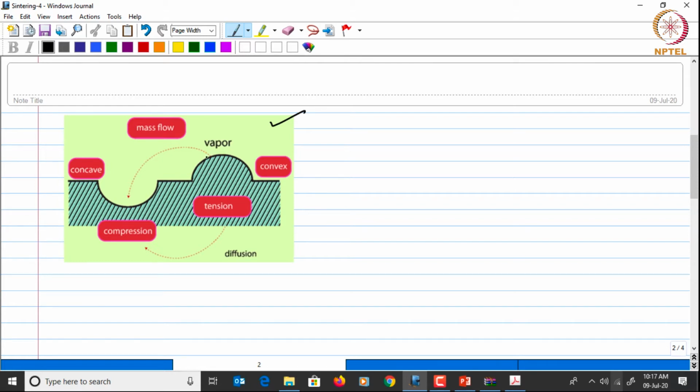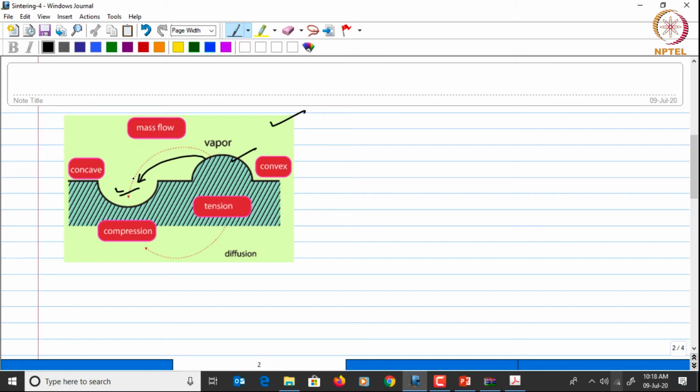So you can expect the mass flow to occur from the convex region to the concave region, so that the convex portion will become flat and the concave portion will be filled with more mass, and that will also tend to become flat. This kind of mass flow can also be shown in terms of the vacancy flow. We have seen before while discussing the diffusion process that the vacancy flux is in the opposite direction to the direction of the mass flow or the atomic flux.